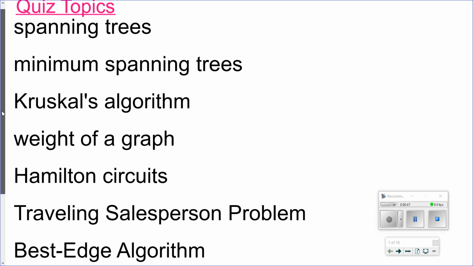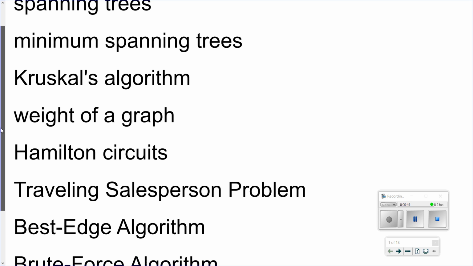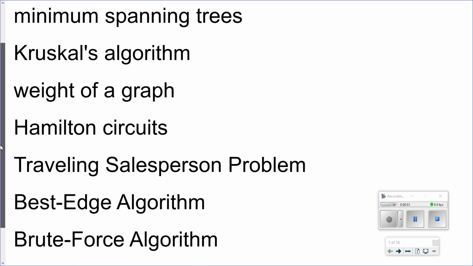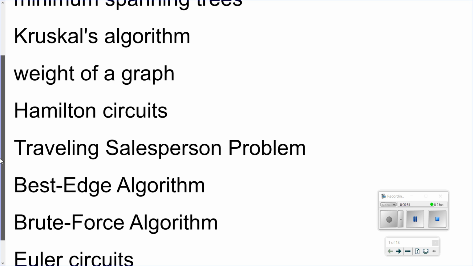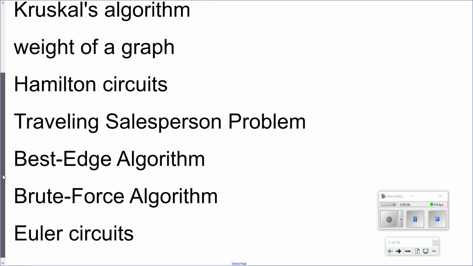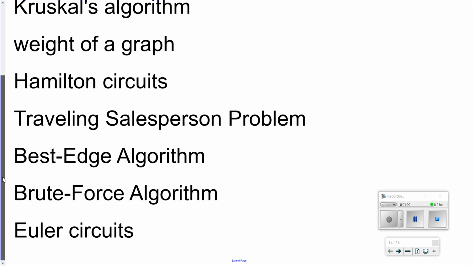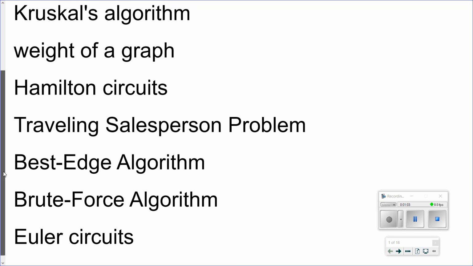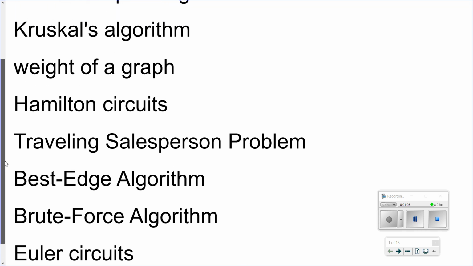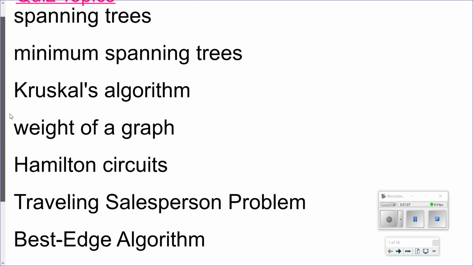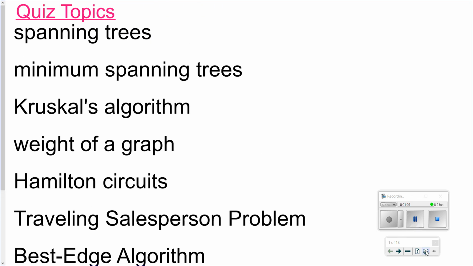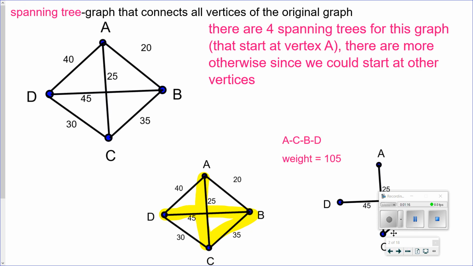So spanning trees, minimum spanning trees, Kruskal's algorithm, weight of a graph, Hamilton circuits, traveling salesperson problem, best edge algorithm, brute force algorithm, and then Euler circuits is a previous topic that I just wanted to compare Hamilton circuits to. So this video is going to go through and hit on some review of what these topics are. All right, so the first one is, what is a spanning tree?